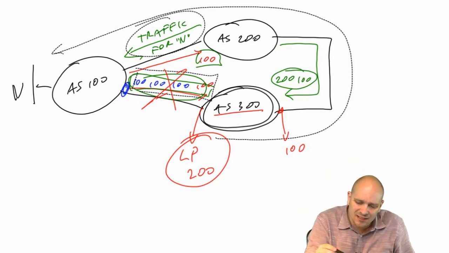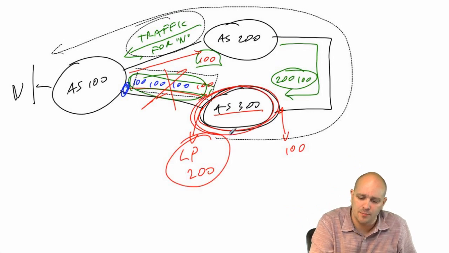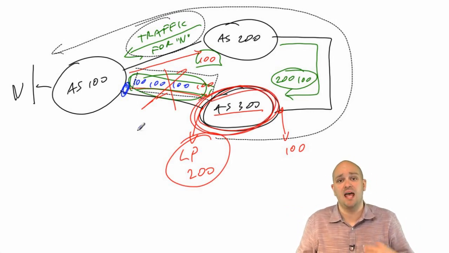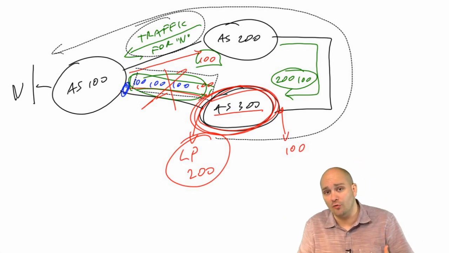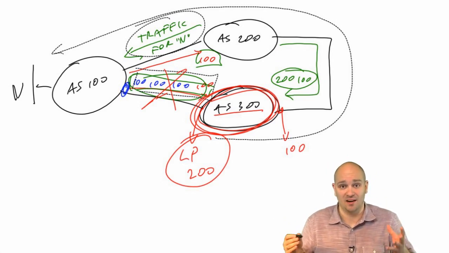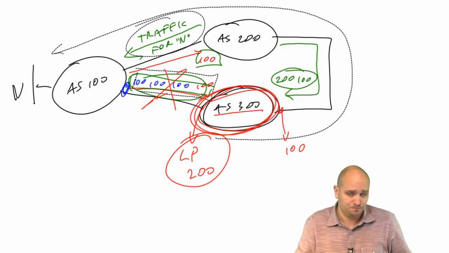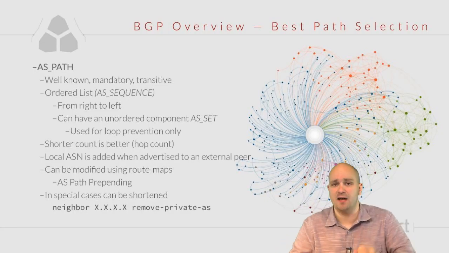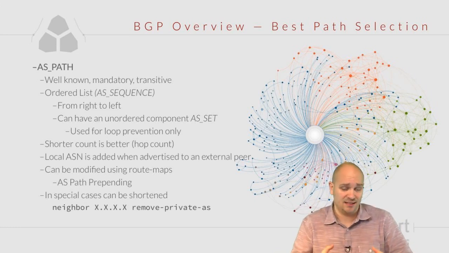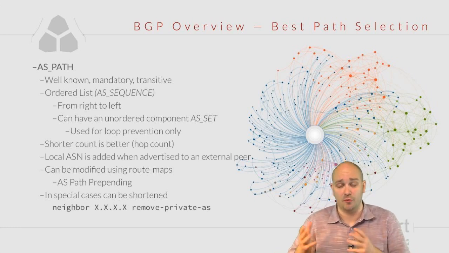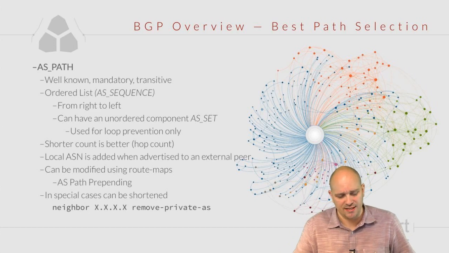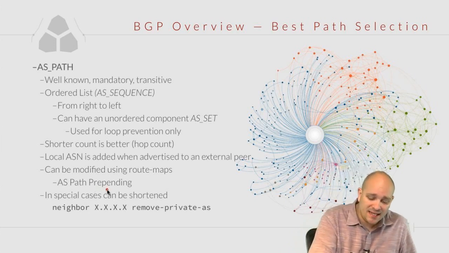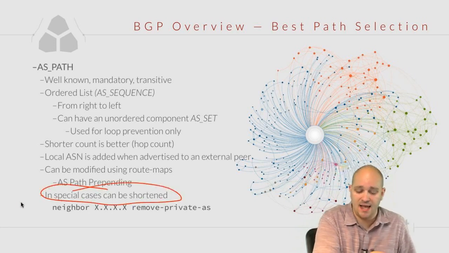But it is ultimately up to the autonomous system what it's going to do with its own traffic, because the local preference and the weight will both override the AS path length, which is the attribute that we are talking about here, or which is the AS path, but it's the AS path length that is considered from the best path selection process. In some very special cases, we can even shorten the AS path.